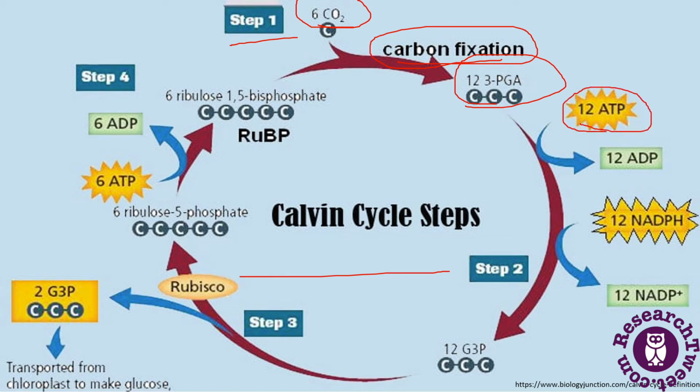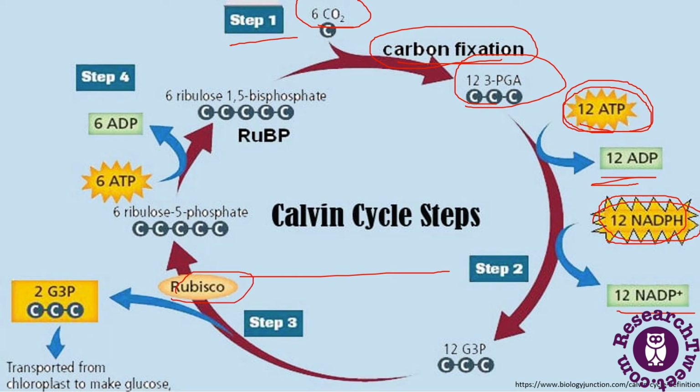The 12 ATP will be required in order to produce 12 ADP, and then the 12 NADPH molecules will be required to convert the 12 NAD plus ions. Then it will convert into 12 G3P. Then this was about the second step. Then about the third step. In the third step, what is happening?